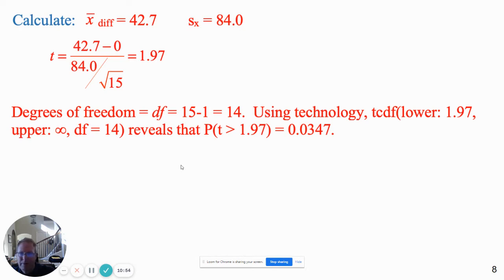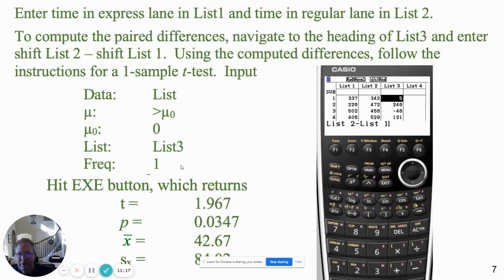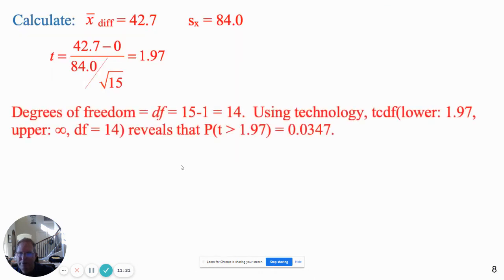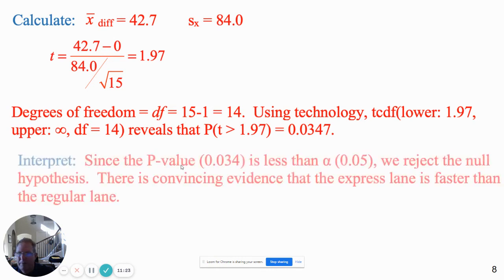We're looking for the probability of getting a t statistic greater than 1.97. So my lower boundary is 1.97. Upper boundary is some arbitrarily large number like 1,000. Degrees of freedom is 14. I hit execute and it tells me that the probability of getting a random t greater than 1.97 is 0.0347. That's exactly what my calculator gave me on this page as well. So that's confirming my conclusion.